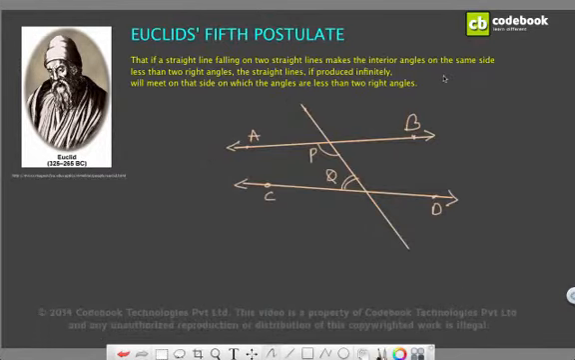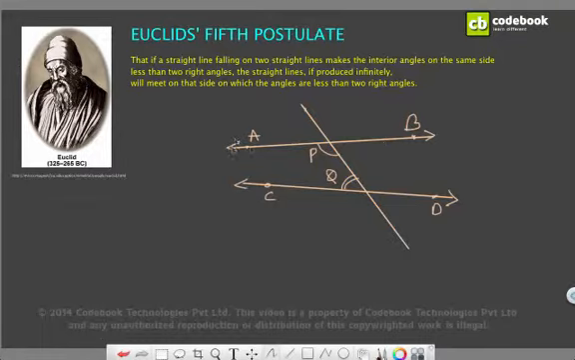Next we will talk about Euclid's fifth postulate. This is a very important postulate out of all the five that Euclid came up with. What it states is: if a straight line falling on two straight lines makes interior angles on the same side less than two right angles, the straight lines, if produced infinitely, will meet on the side on which the angles are less than two right angles.